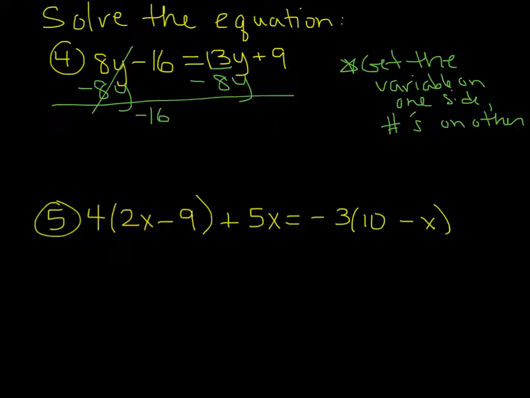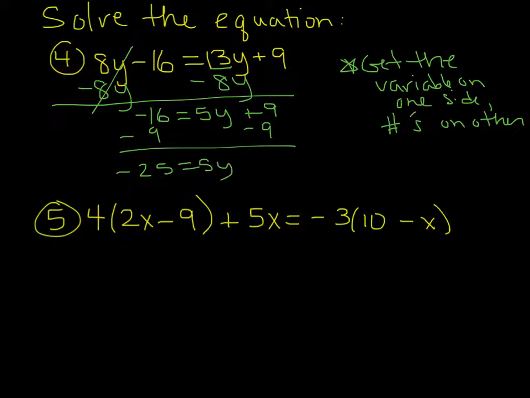We end up getting negative 16 equals 5y, and then you bring down the plus 9. We also need to move over that 9, which gives us negative 25 equals 5y. From there, we're going to divide both sides by 5, which gives us y equals negative 5.